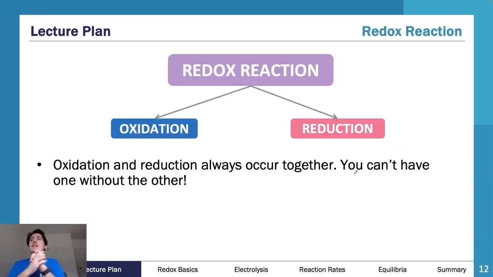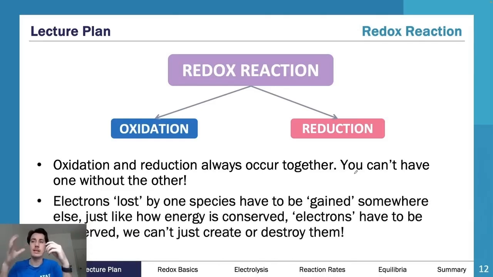All right. Redox reactions, importantly, cannot happen without both. So you cannot have oxidation without reduction, and you cannot have reduction without oxidation. That is the reality of this situation. One cannot happen without the other. You cannot separate them. Electrons cannot be lost, nor can they be gained.